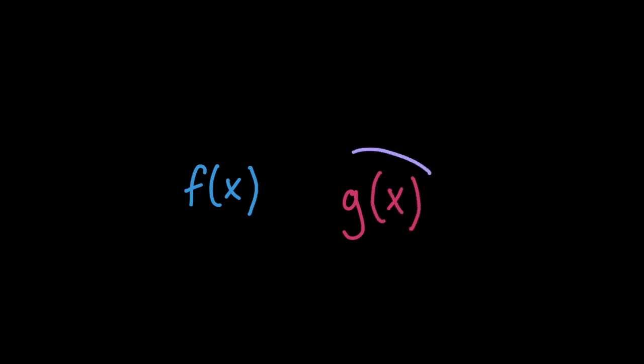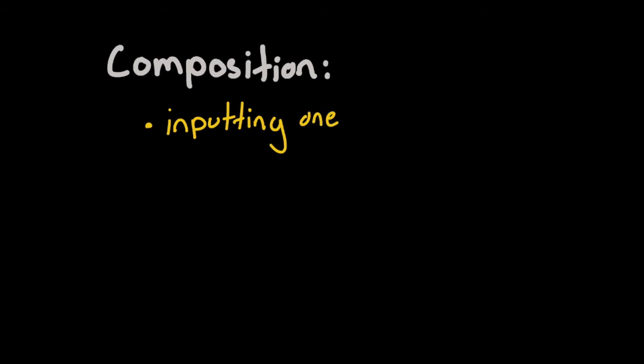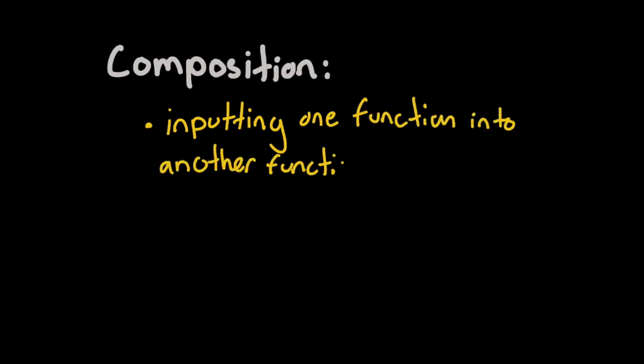To help you visualize and conceptualize this a little better, let's take the two functions f of x and g of x. Literally, what we're doing with composite functions is taking the whole g of x and plugging it in as x in another function, in this case f. Composite functions, or compositions, the way that I like to think of it, is when we're inputting the value of one function into another function, kind of like nesting them.